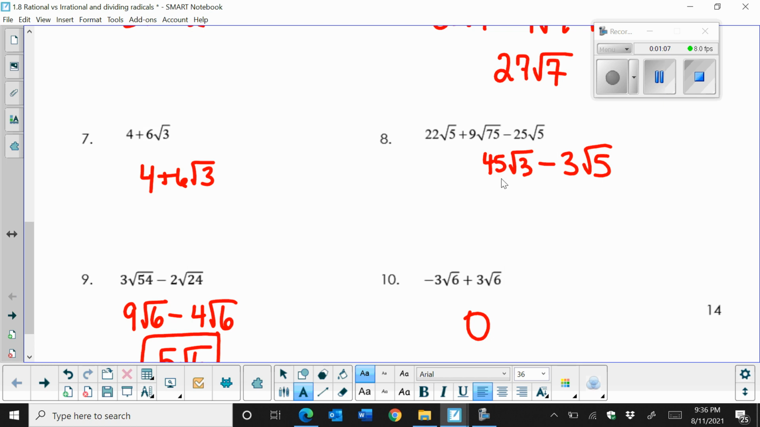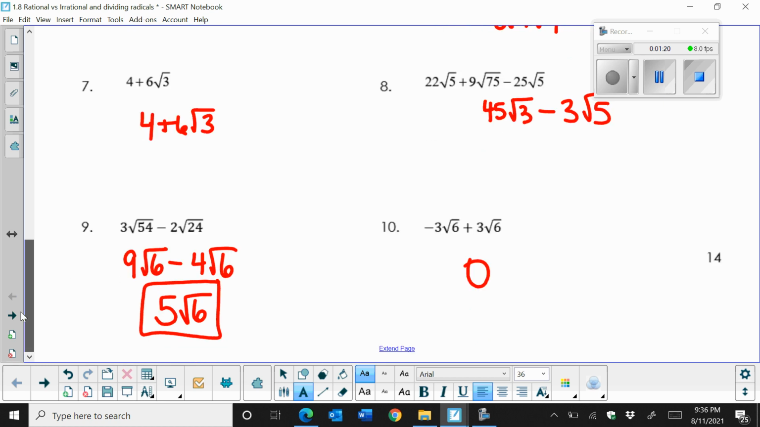Number 8, 45 root 3 minus 3 root 5. Both of these, this one simplifies to the 45 root 3, and these two combine. Number 9 simplifies to 5 root 6. And number 10, when everything cancels out, it's just 0. So those are the answers. Circle those, and if you have questions, I can clear those up tomorrow.